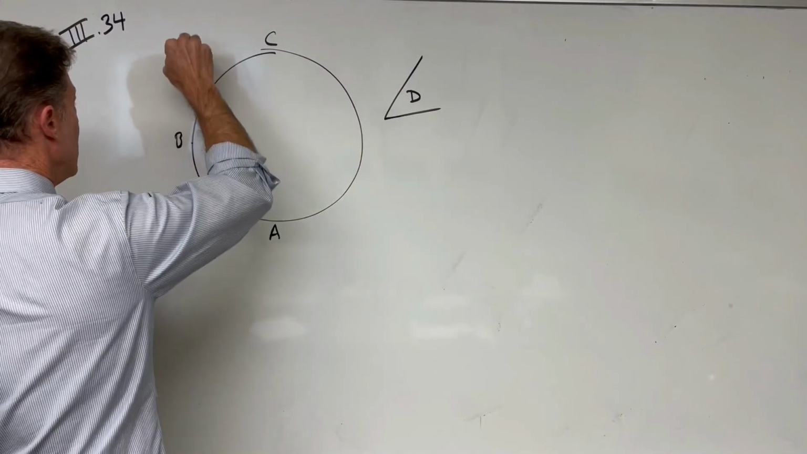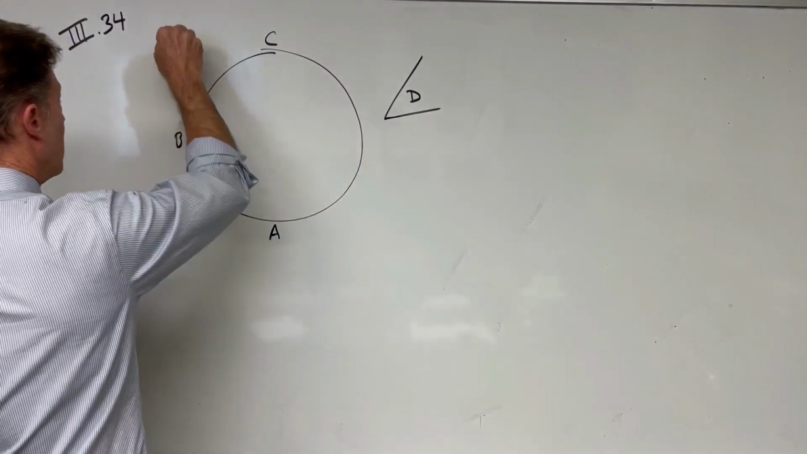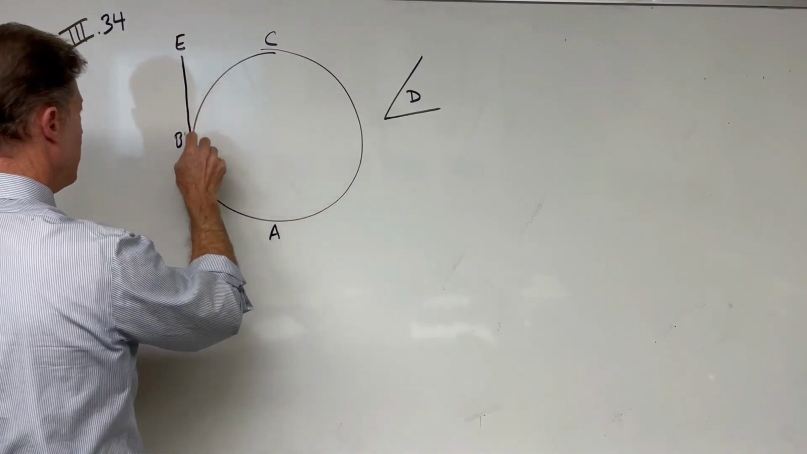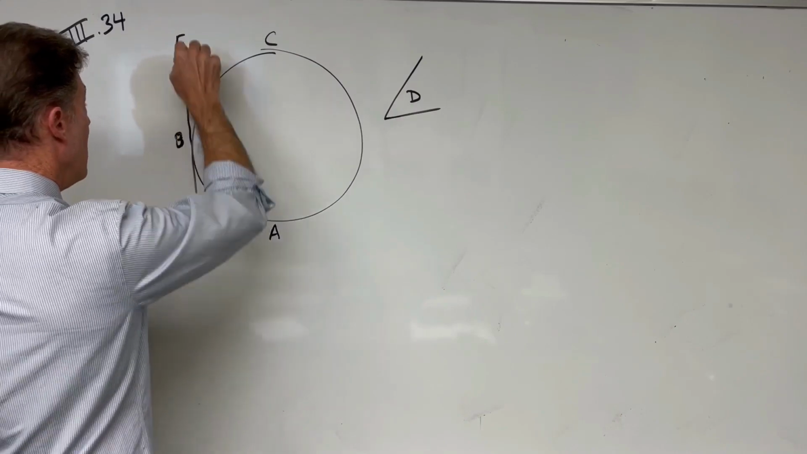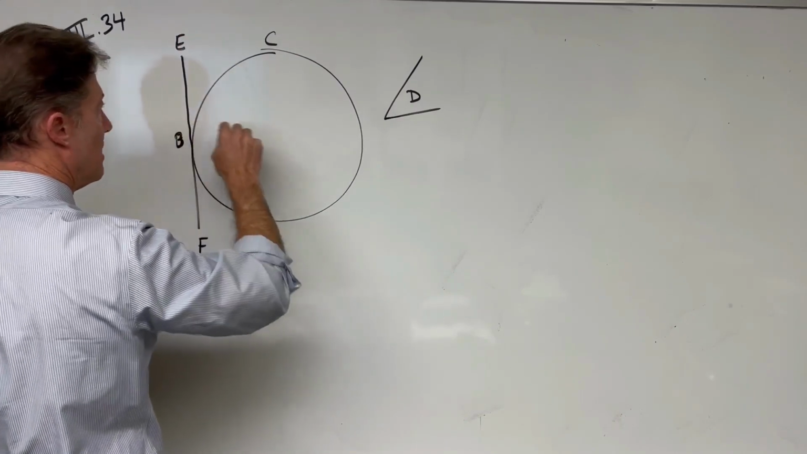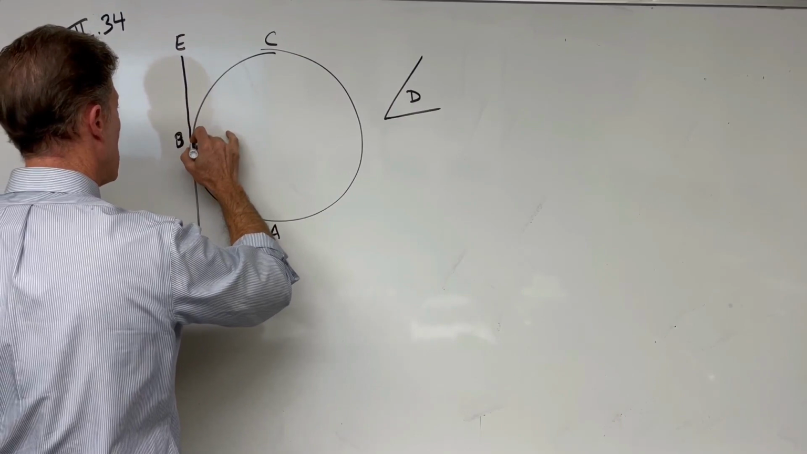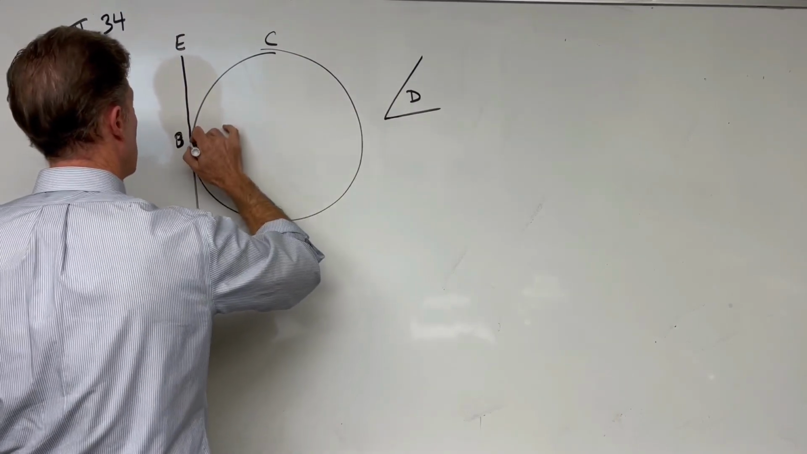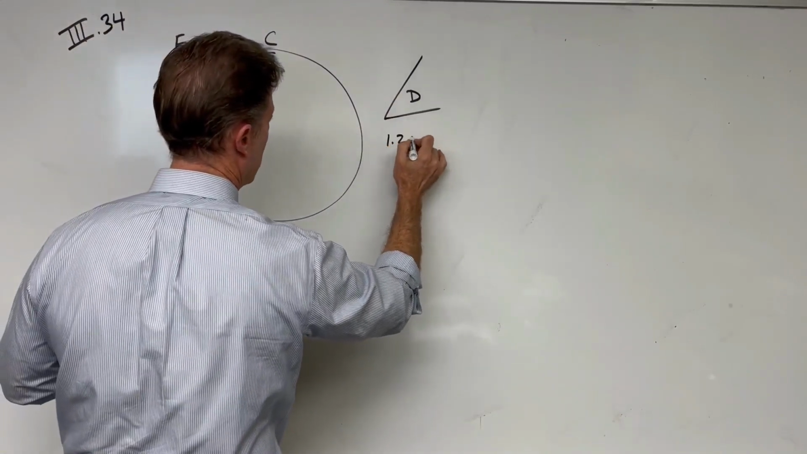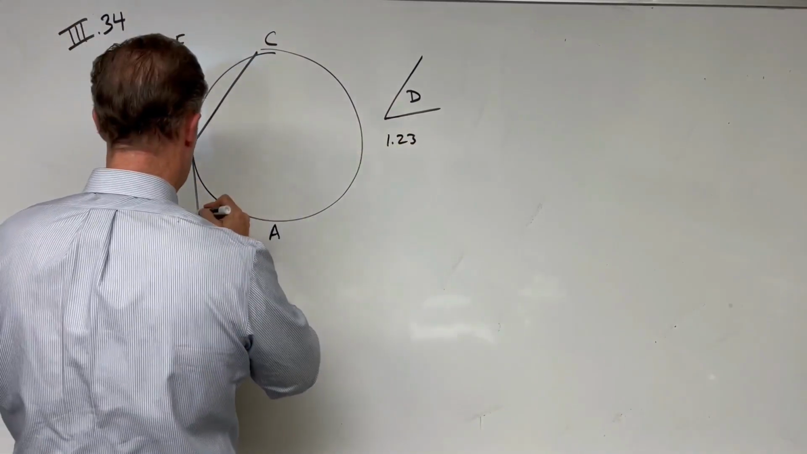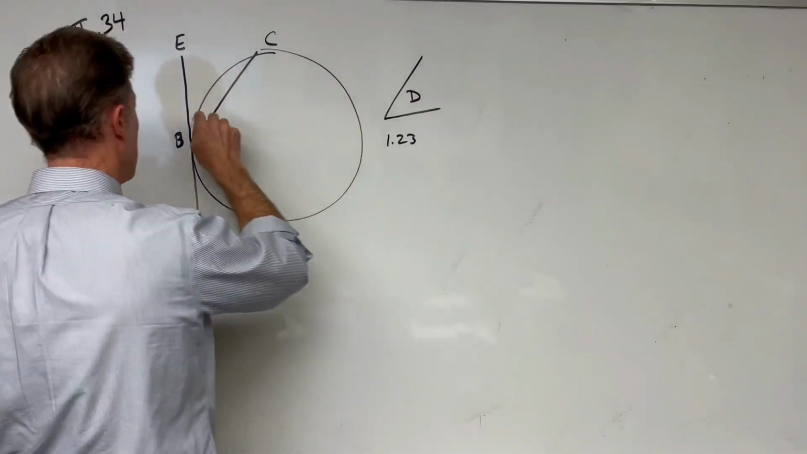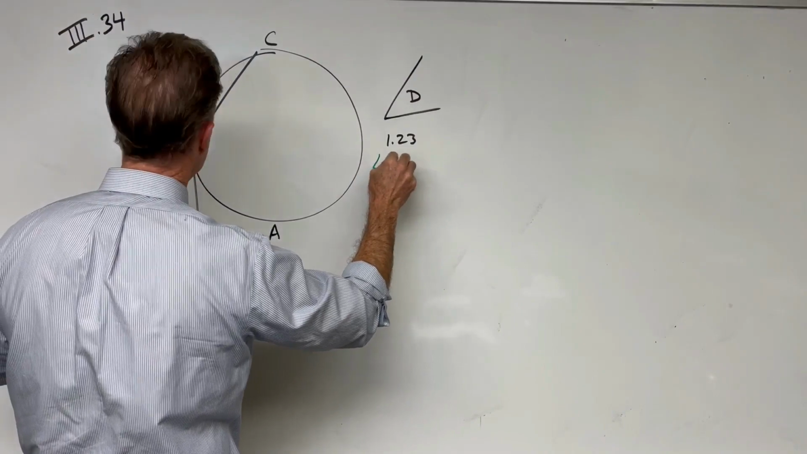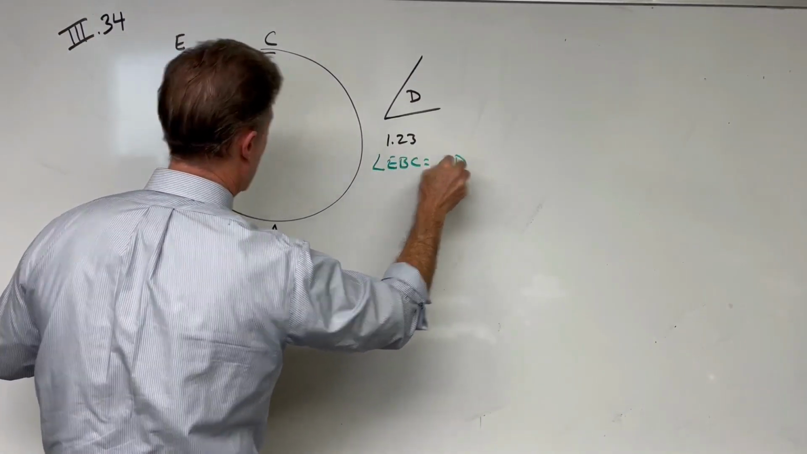So at the point D, let's draw a line EF that touches at B. And from EB at point B, let's construct an angle equal to a given angle. So using Prop 123, we can create an angle at B, namely angle EBC equal to angle D.